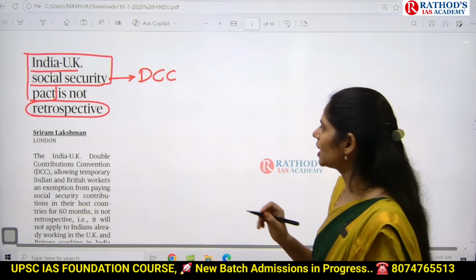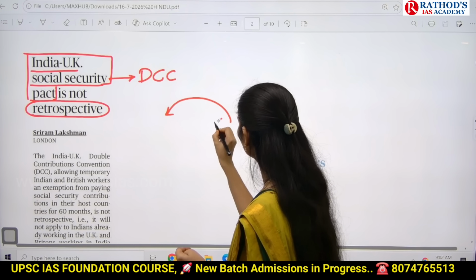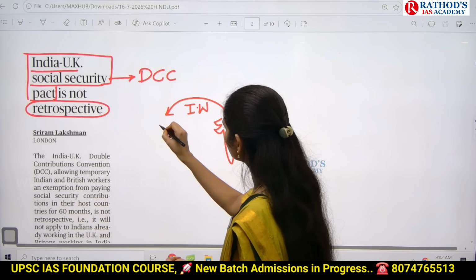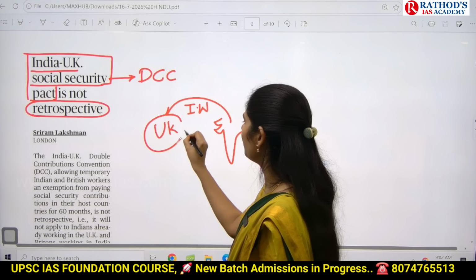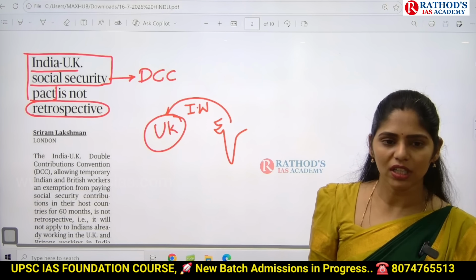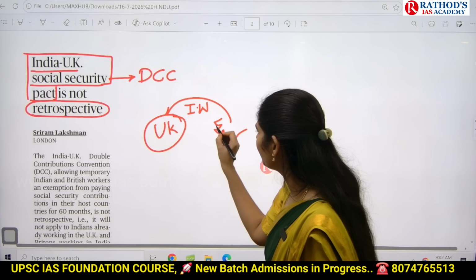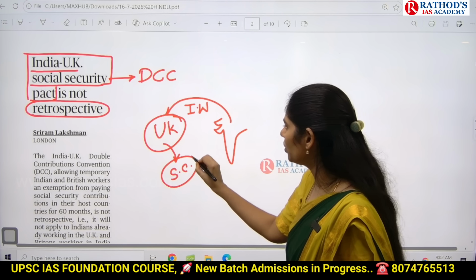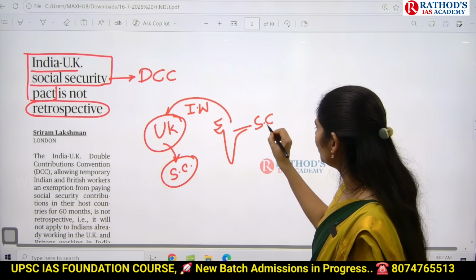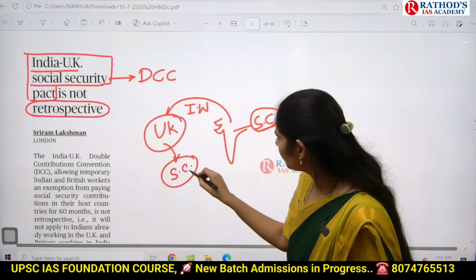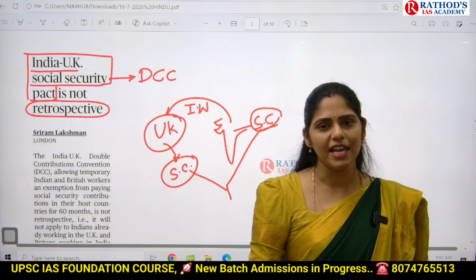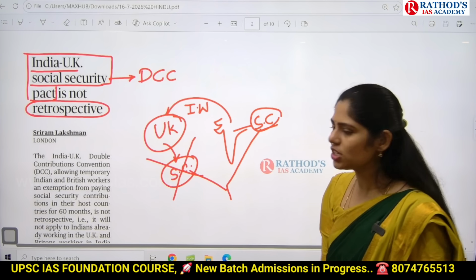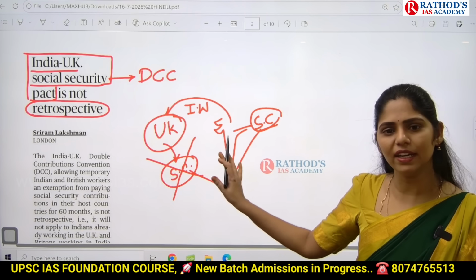What we discussed in yesterday's class: if Indian workers go to the UK for a temporary period, they have to pay social security contribution in the UK and even in India. Because of this, that leads to financial burden. As part of this trade deal, there is no need to pay social security contribution in the UK. If they pay in India, it is enough.